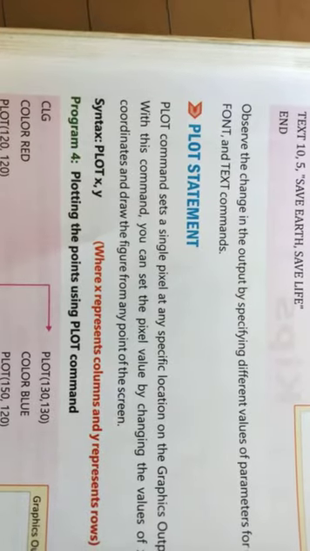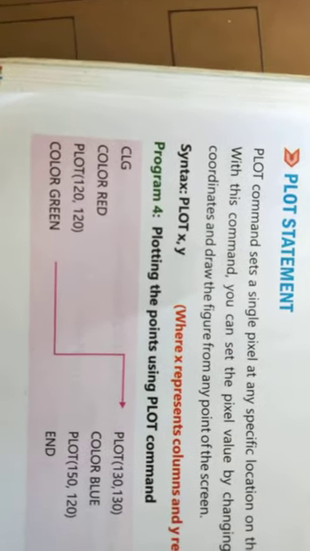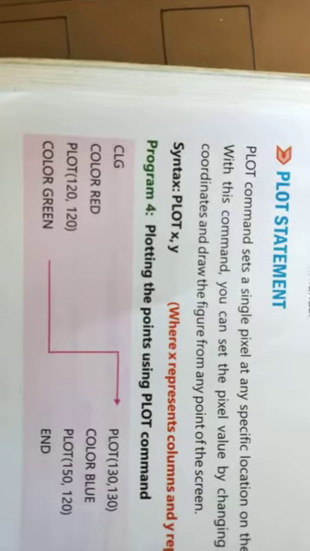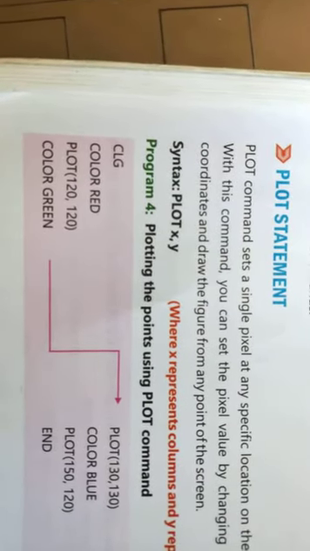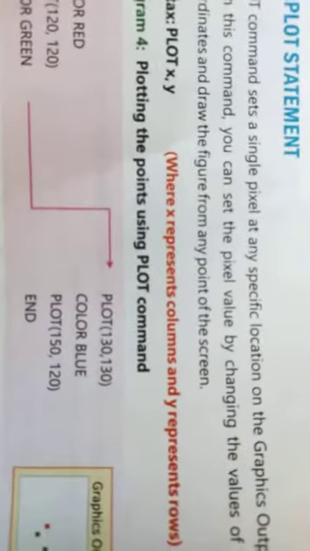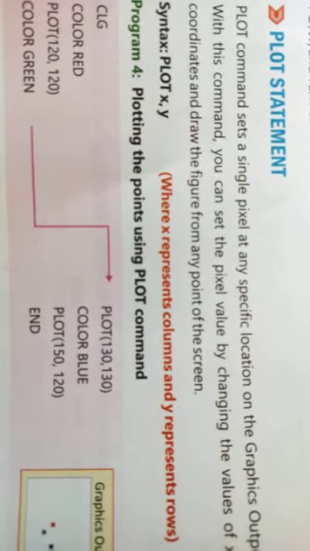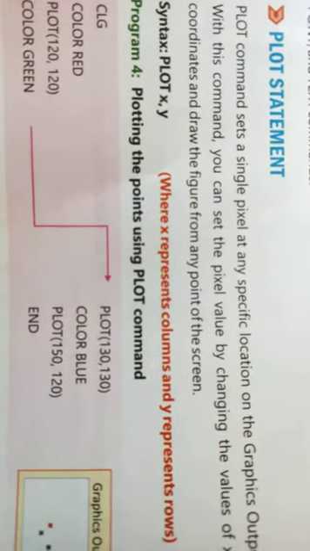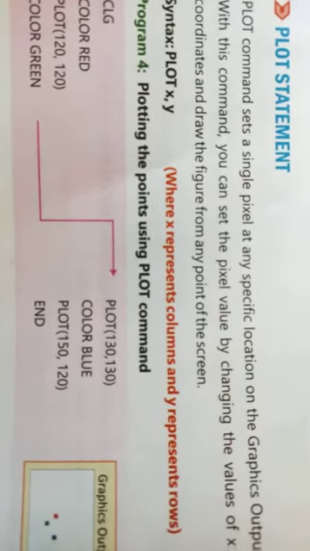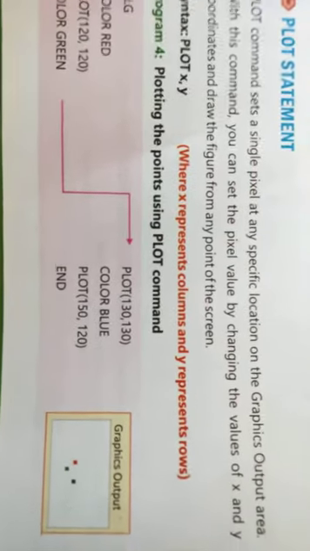And how can we use this plot command in your program? The program is CLG, then you have to write the color, then plot space in brackets you have to write the coordinates of x-axis and y-axis, then color green, then again you have to give the plot. So a dot of different color you will see on your screen at the particular location you assign on the x-axis and y-axis. The output will be displayed like this.